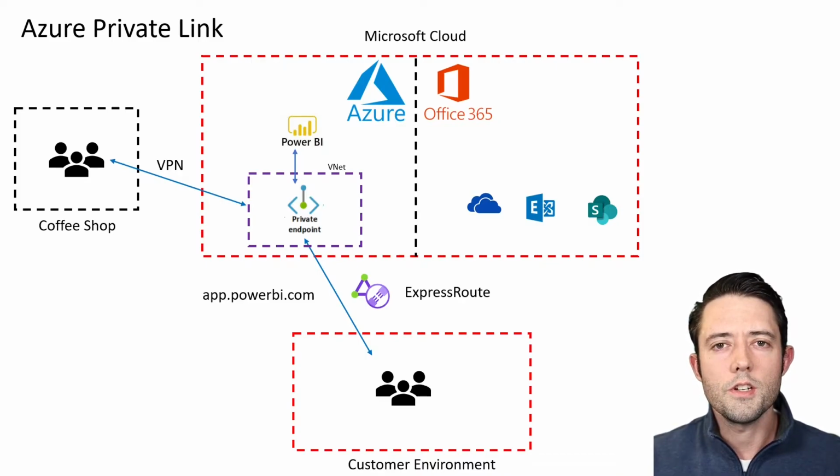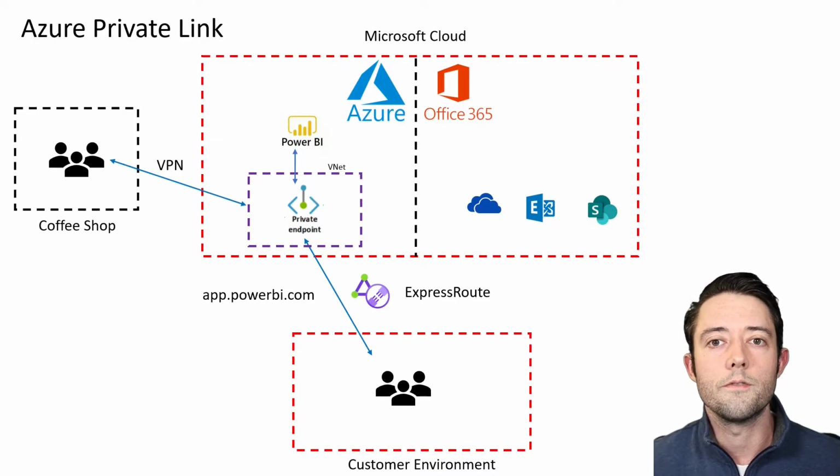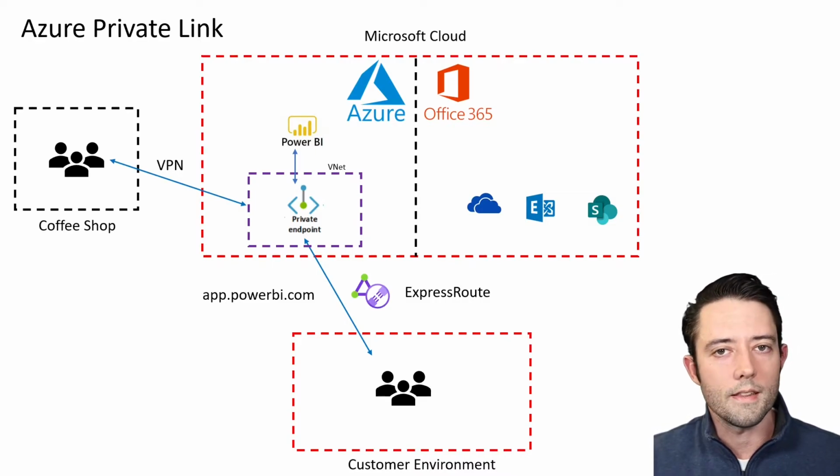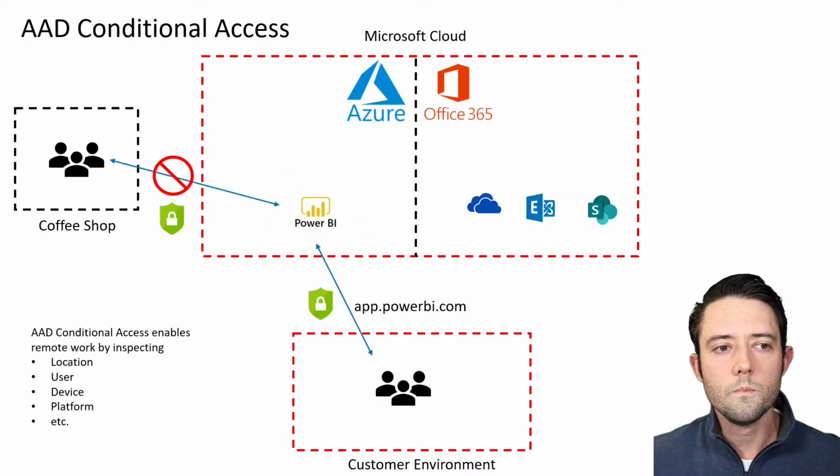The other thing I want to mention here is that when you set this up, you do need to set up some DNS configuration for your environment as well. Because now what you're going to be doing is you're not using the public IP to get to the Power BI service. You're now using a private IP. So you just have a little bit of DNS configuration to get this all up and running.